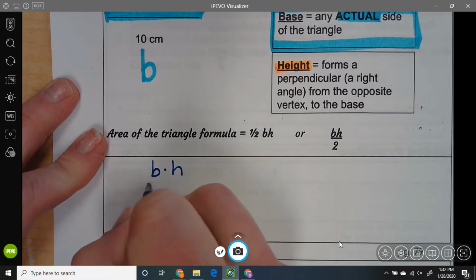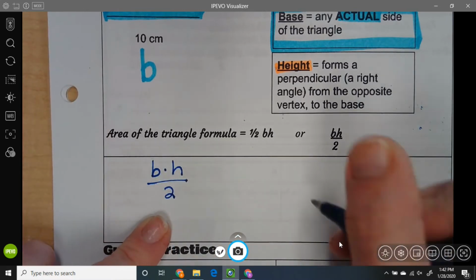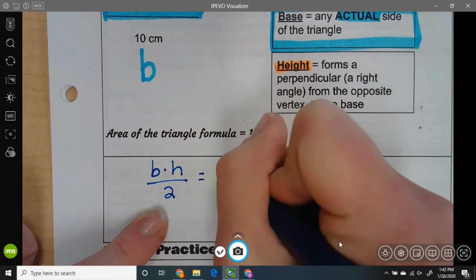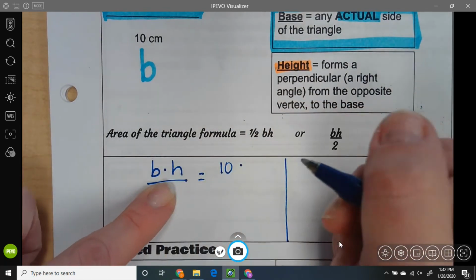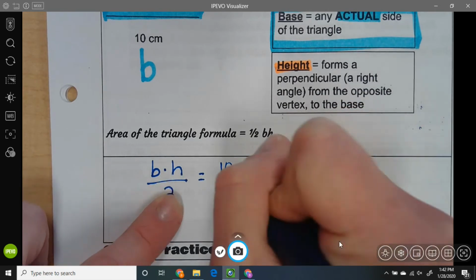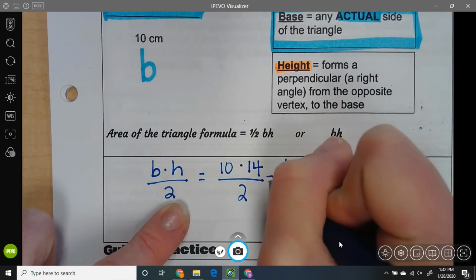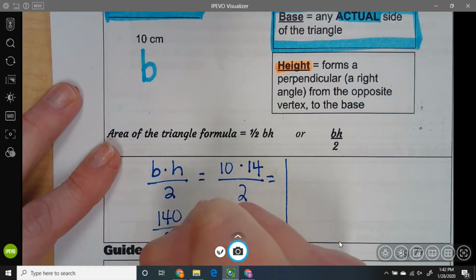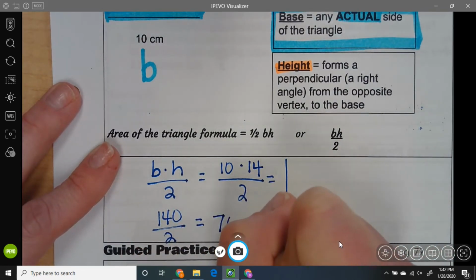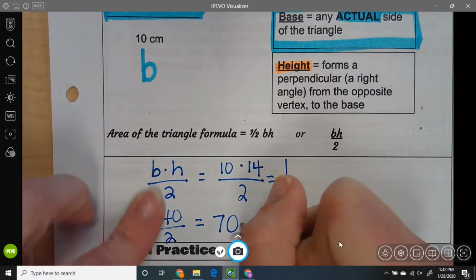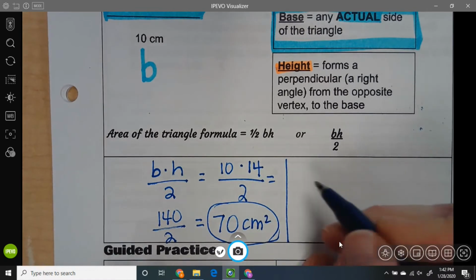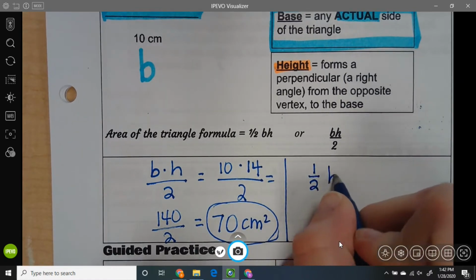So then I just fill that in. So if I do base times height divided by 2, that would equal 10 for the b, and then the height would be 14, divided by 2. So 10 times 14 is 140, divided by 2 is equal to 70, and these were all labeled with centimeters, so 70 square centimeters. If I use the formula 1/2 base times height, it should work out to be the same.